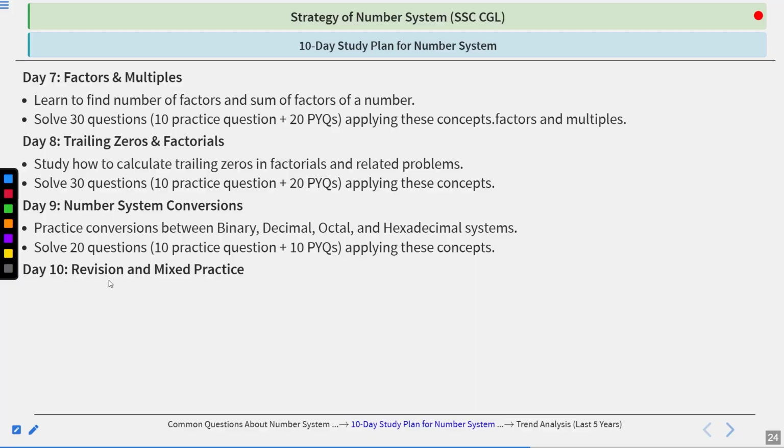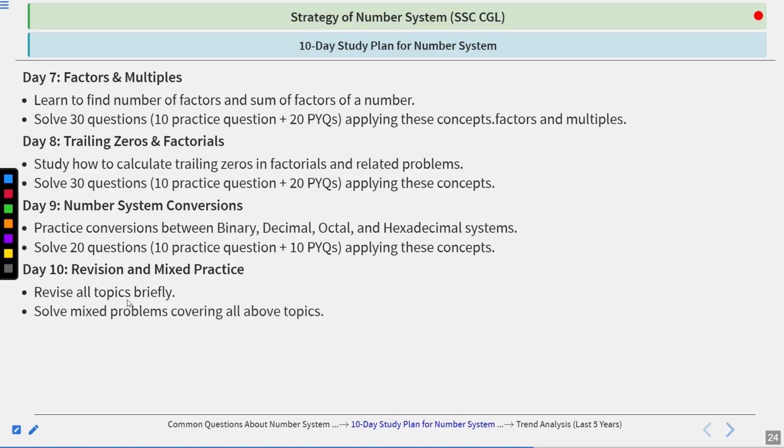On day 10, revision and mixed practice. Because now you have completed all the topics of the number system, on day 10 you should revise all the topics you studied in the last 9 days and try to solve mixed questions which are related to factors, number of zeros, divisibility rule based questions, and unit digit based questions. So try to solve these types of questions.